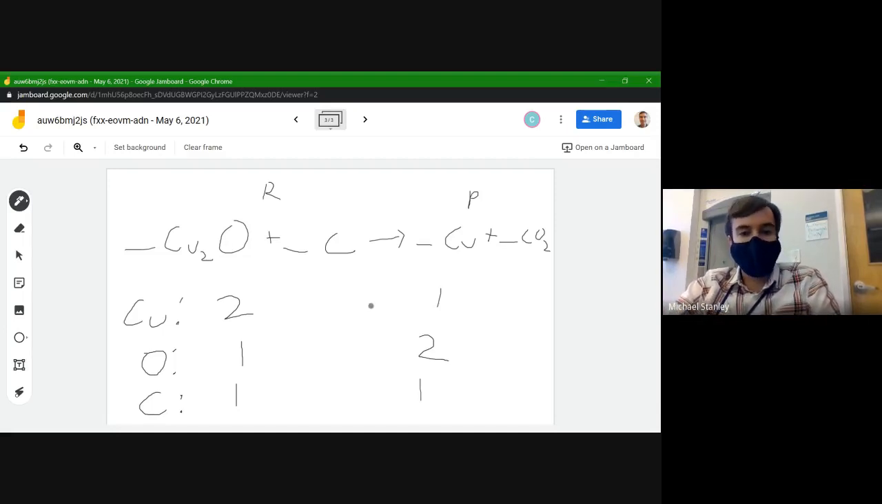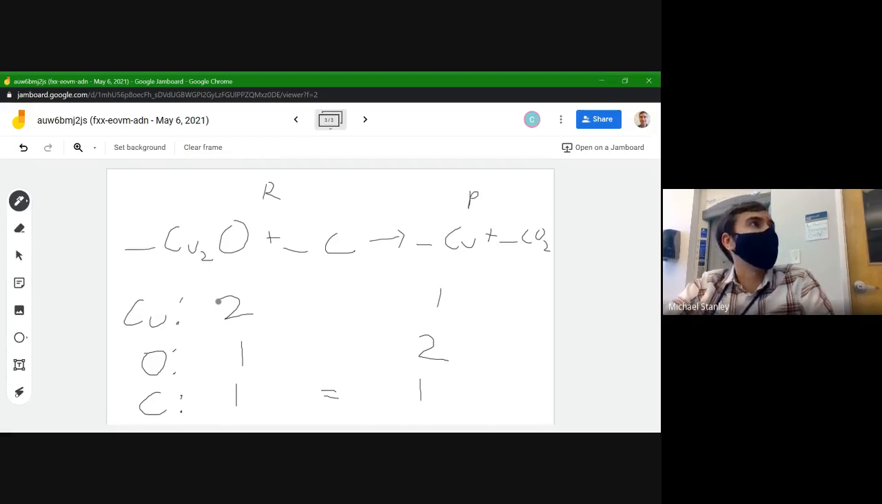All right. So it looks like we have 2 different atoms that are unbalanced. Our carbons already look like they're nice and balanced, so that's neat. But copper and oxygen are unbalanced. So they're both unbalanced in the same way. We have 2 of one on one side and 1 of one on the other side. So in this case, I'm just going to say, let's start off with trying to balance the copper and see where we go from there.